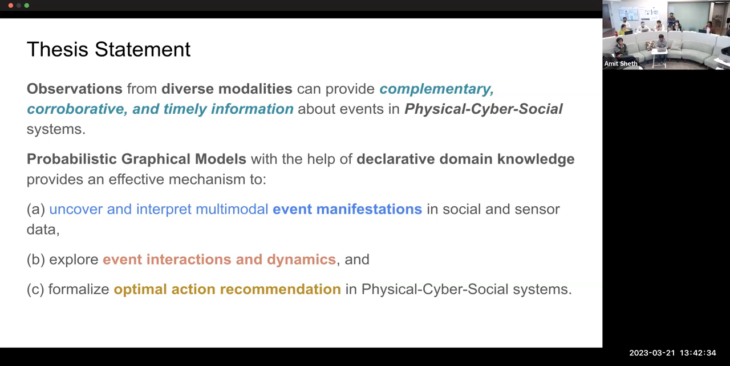And then secondly, explore event interactions and dynamics. And thirdly, formalize optimal action recommendation in physical cyber social systems. I will describe these individual components in the next slide.